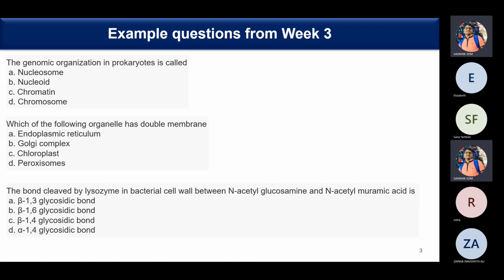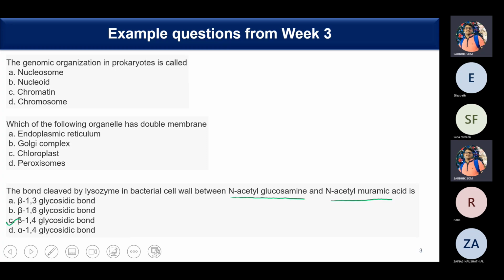So the bond created by lysozyme in the bacterial cell wall between N-acetylglucosamine and N-acetylmuramic acid will be what? Beta 1,3 glycosidic, beta 1,6, beta 1,4, or alpha 1,4. These beta or alpha positions will be taught in a few classes, and you will get to know what they look like. In this case the correct answer is, of course, beta 1,4.